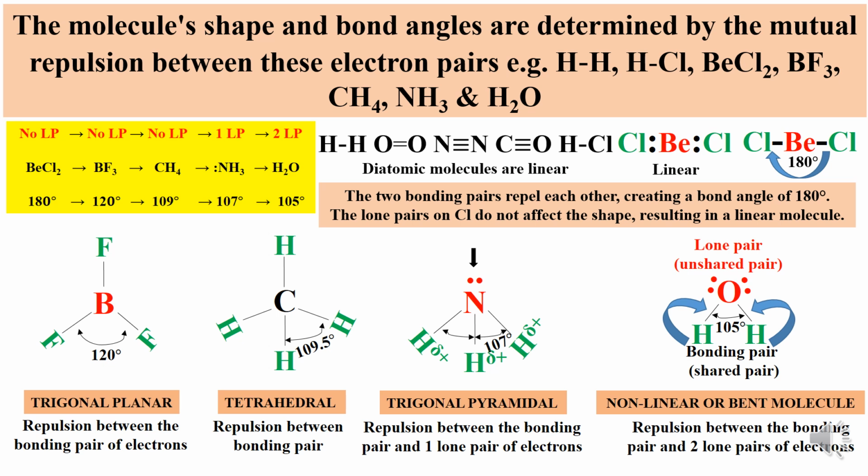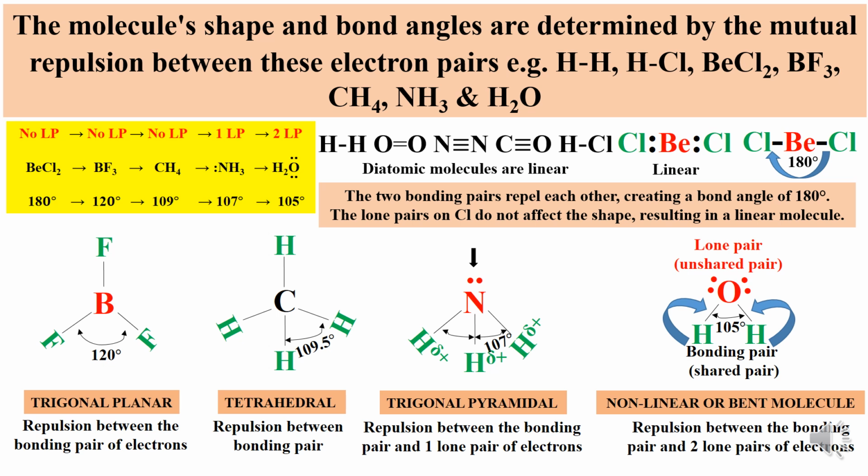bonding pairs of electrons. And in case of the ammonia molecule, you find one lone pair of electrons on the nitrogen atom, and this leads to a trigonal pyramidal shape with a bond angle of 107 degrees, and this is due to repulsion between the bonding pairs and one lone pair of electrons. And in case of the water molecule, you find two lone pairs of electrons on the oxygen atom, and this leads to the bent shape of the water molecule with a bond angle of 105 degrees.